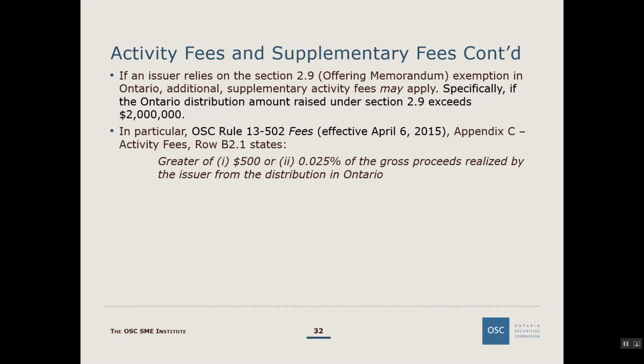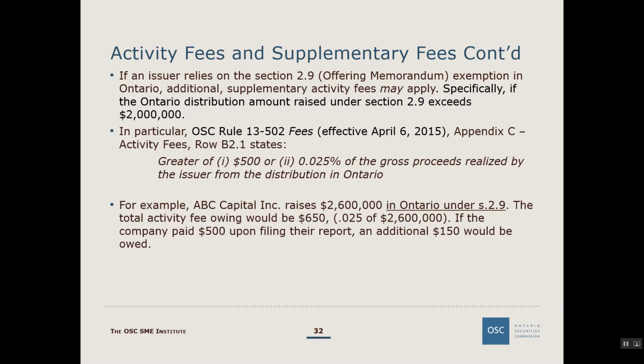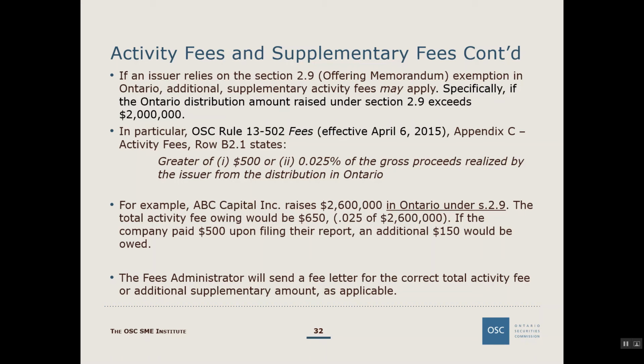Issuers utilizing the OM exemption should take note that any amount raised under the OM exemption in Ontario that exceeds $2 million will be subject to an additional activity fee. This is set out in the fee rule at Appendix C. The example here for ABC Capital Inc. indicates that $2.6 million was raised under the OM exemption in Ontario. Consequently, 0.025 of that amount is equal to $650, and this represents the total activity fee owing. If the company paid their standard $500 activity fee upon filing, an additional amount of $150 would be owed. The fees administrator will issue a fee letter for the appropriate amount.